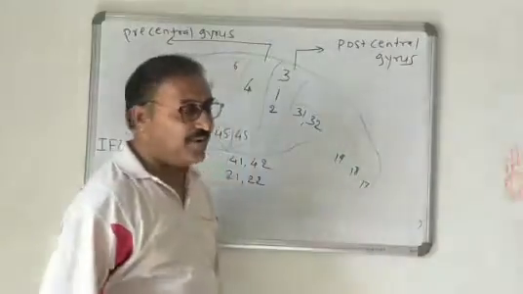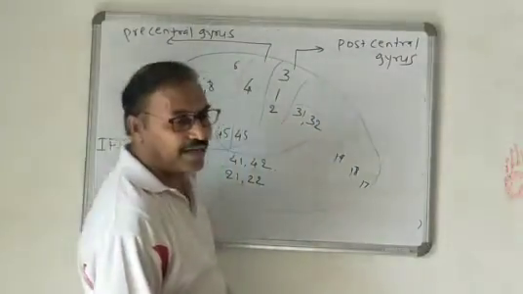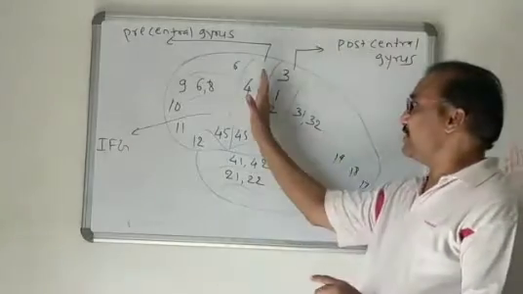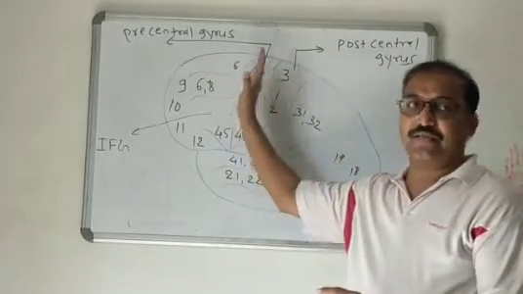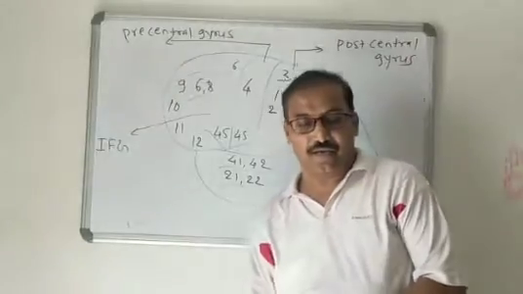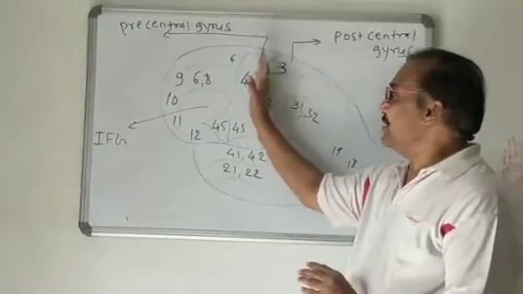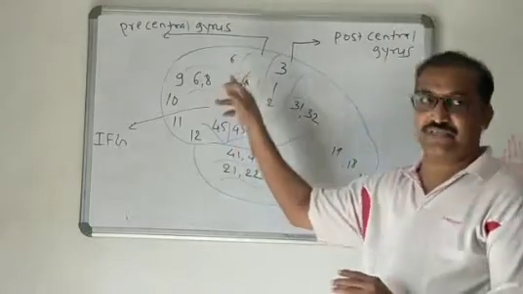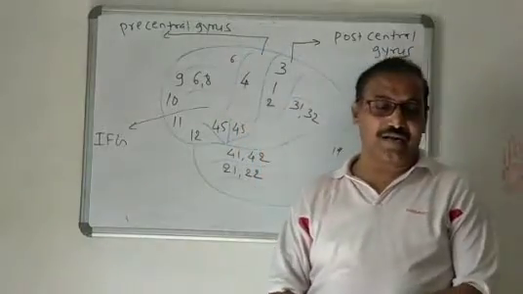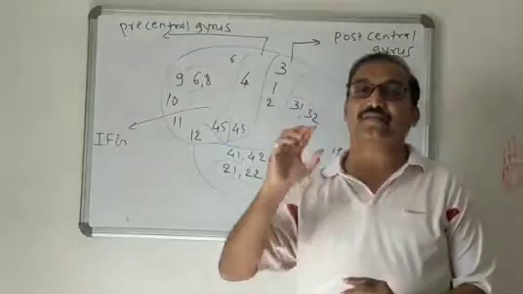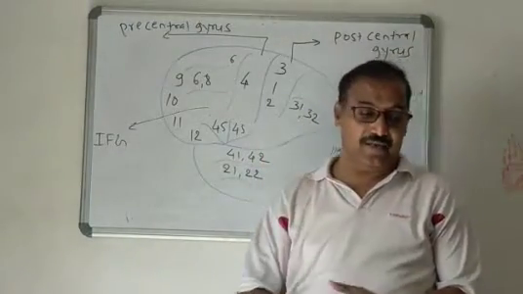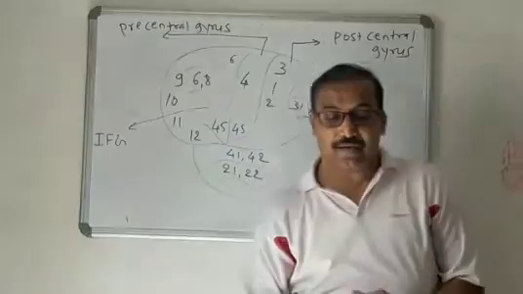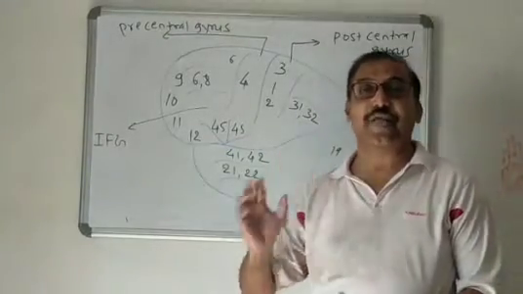Then area number 6. Now this area number 6 is called the premotor area. It lies exactly in front of the motor area. That's why this is the premotor area. So where does it lie? It lies exactly in front of the precentral sulcus. This is area number 6. Exactly in front of that, that is area number 6. This is the premotor area. So what is the function of this premotor area? This area is concerned with the extrapyramidal system of our body.